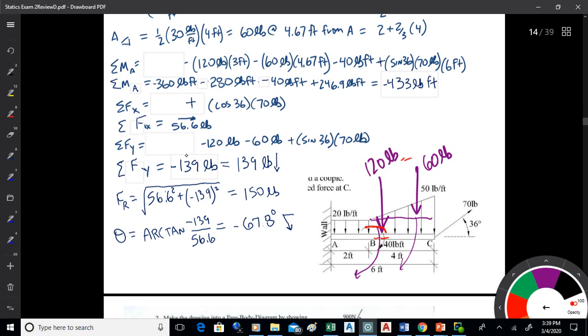Okay, the couple is 40 pound-feet. Notice I don't put a moment arm on that because it's already got the moment arm in it. That's negative because it's clockwise. And then the last one I've got is the force at the end. It's going up that way. So sine of 36 times 70 times 6 foot for the moment arm.